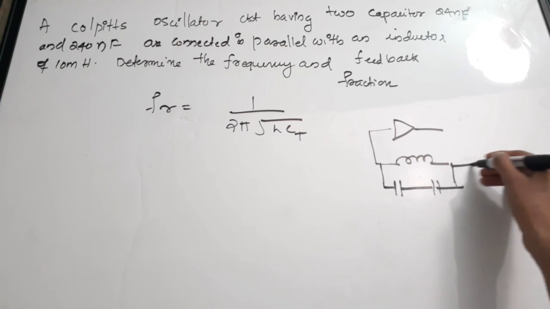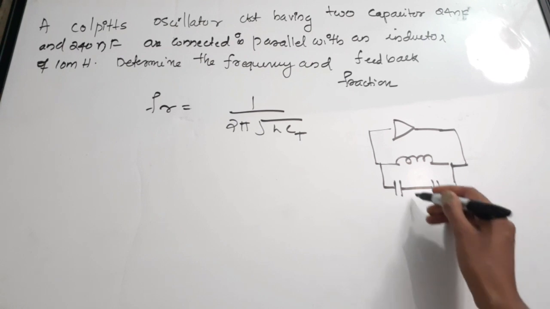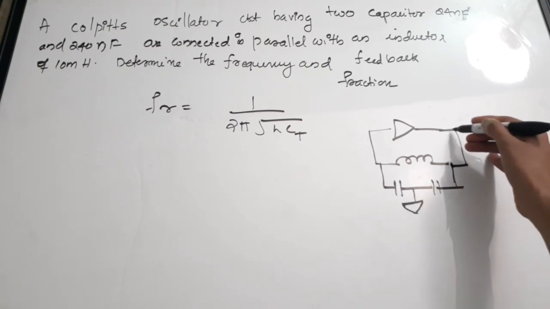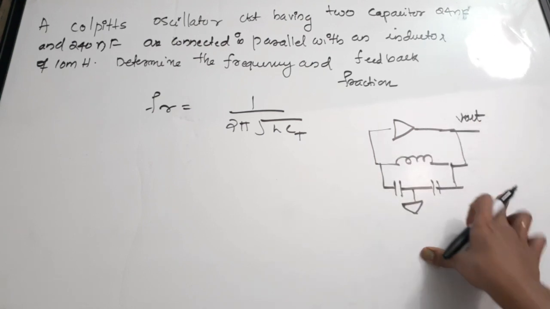This is a Colpitts oscillator. We have discussed all these things in great detail in the oscillator video. I would request you to watch that video. Okay, so this is what the Colpitts oscillator looks like.